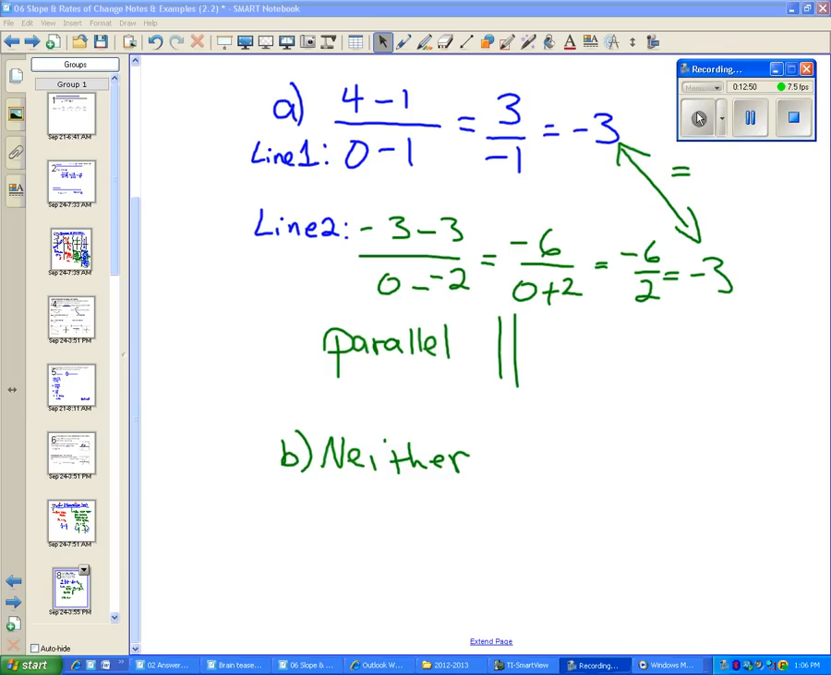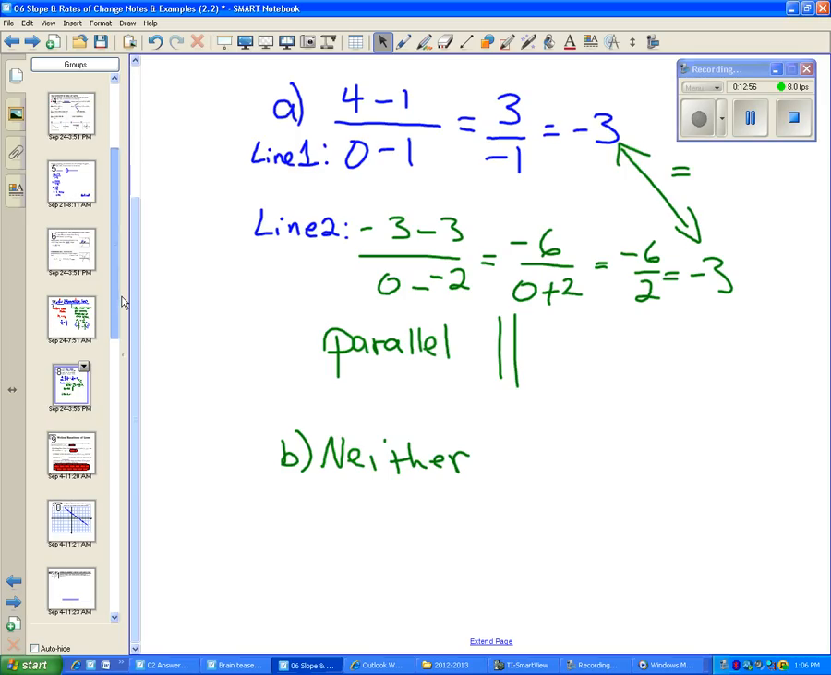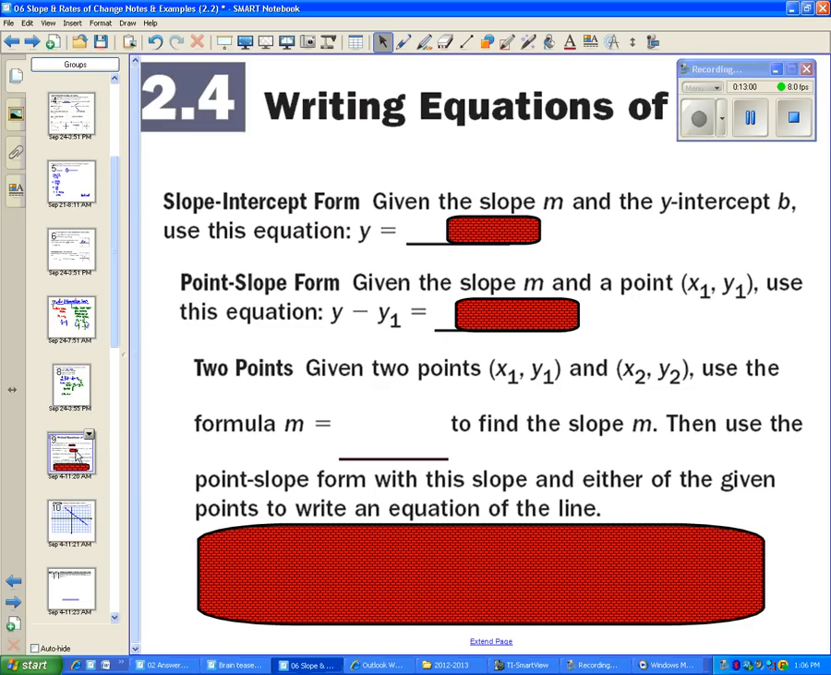Okay, so that was Chapter 2, Section 2. Let's see what else we can do. Hopefully you went and did a practice of that problem. Chapter 2, Section 4 is writing equations of lines, slope-intercept form, point-slope form, what I need to do. So writing equations of a line.